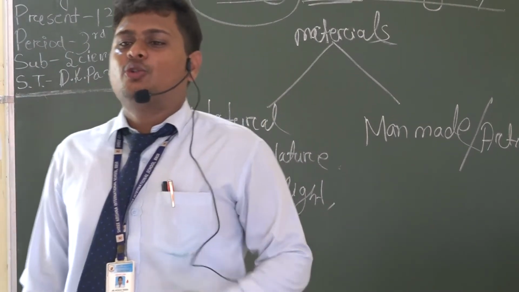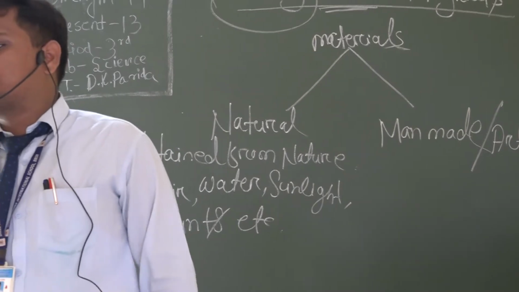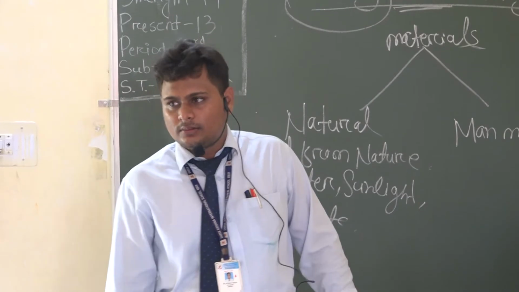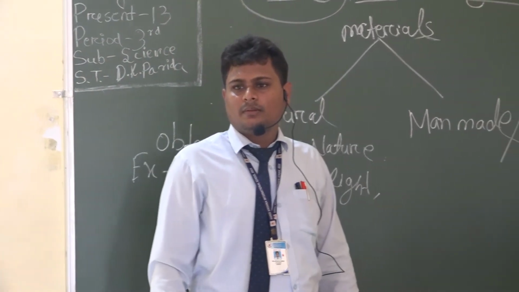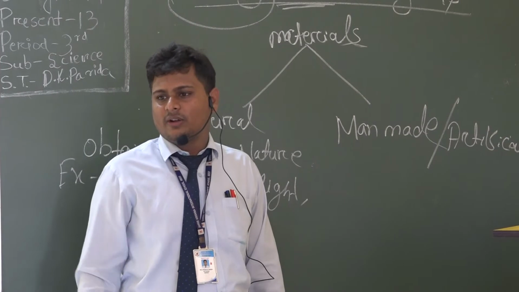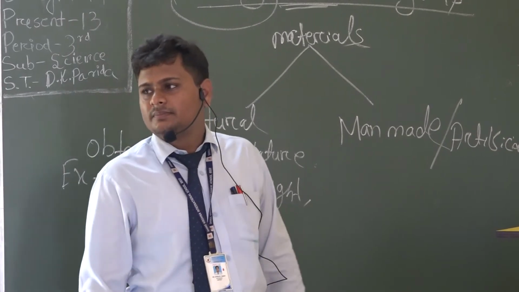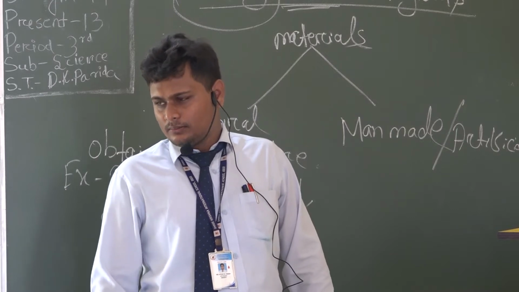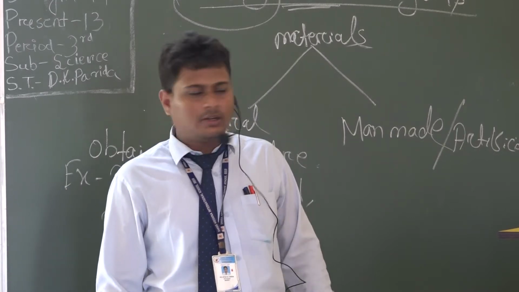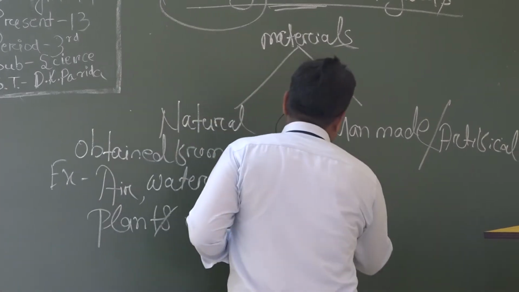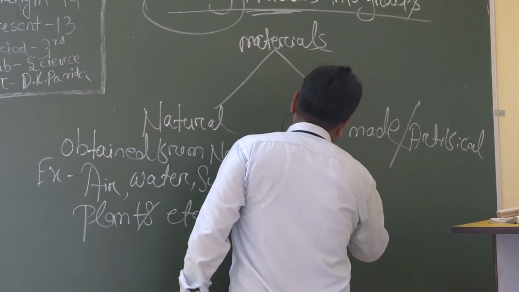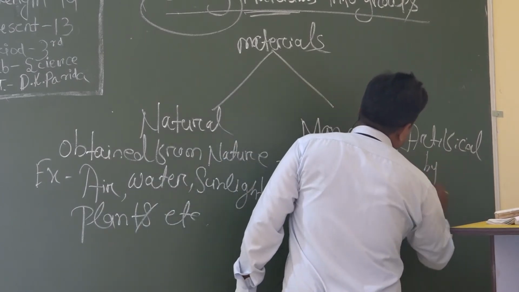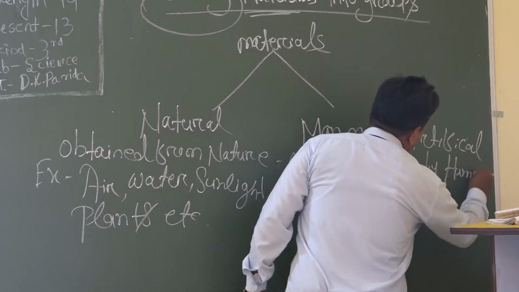Okay, like that. What do you mean by artificial or man-made substances? Who can say? The materials which are prepared by man are called man-made. Very good, Adi Krishna. The materials which are made by man in modern technology. Okay, so simply we can say the materials which are made by human beings.